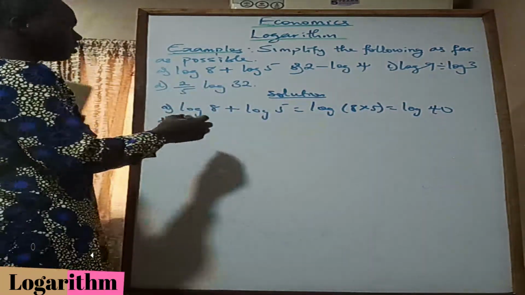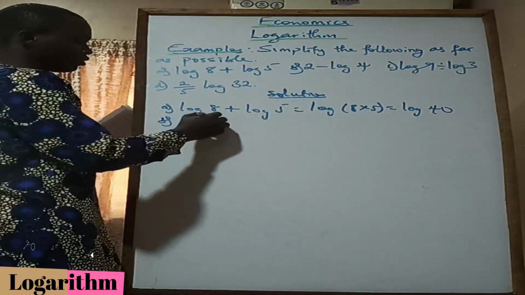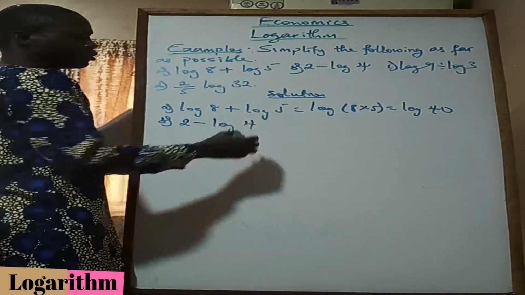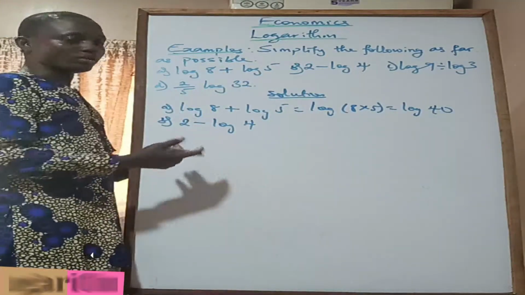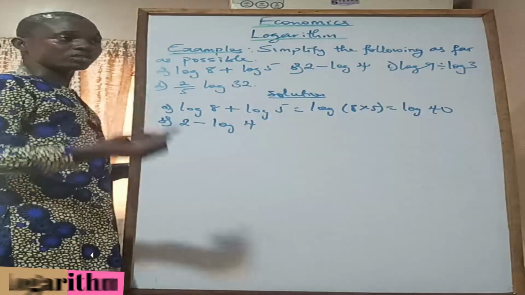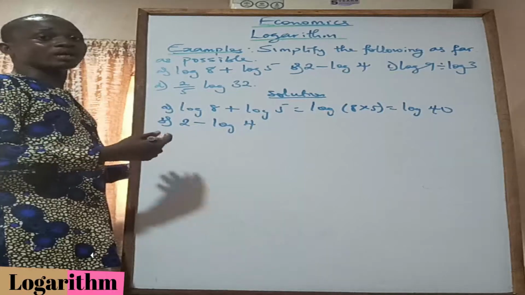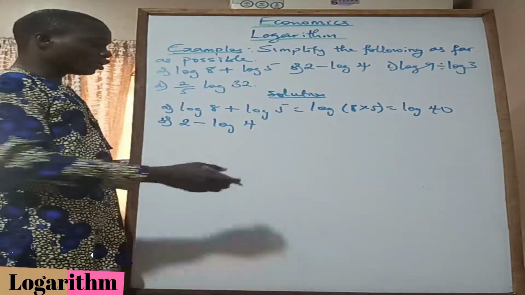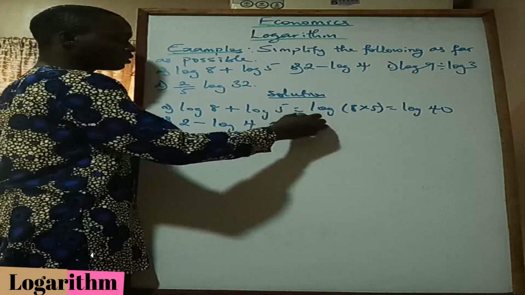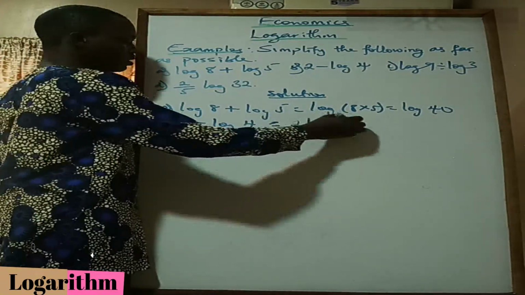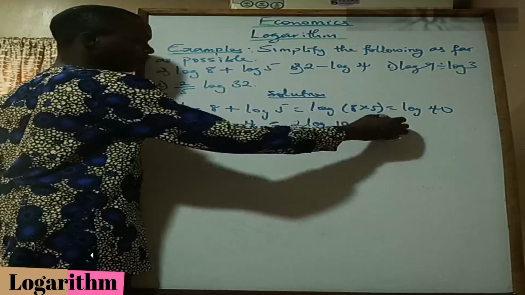Right, so the next one is 2 minus log 4. Now for us to do 2 minus log 4, this time alone you cannot subtract log 4. I remember I told you that whenever we don't have any base, it means that our questions are in base 10, right? So what we just have to do here is this is actually going to be equal to 2 log 10 minus log 4.